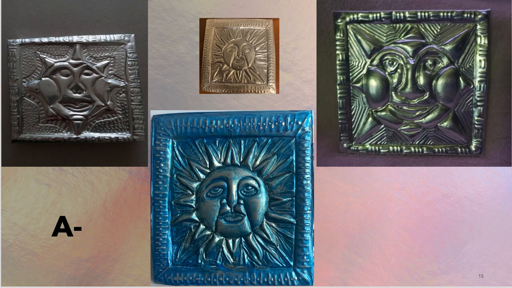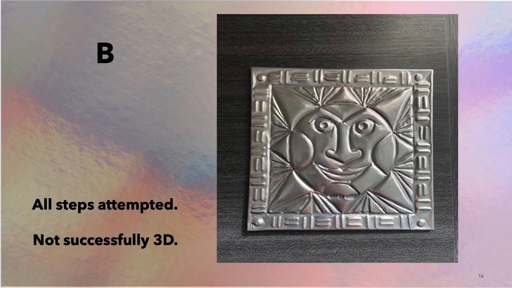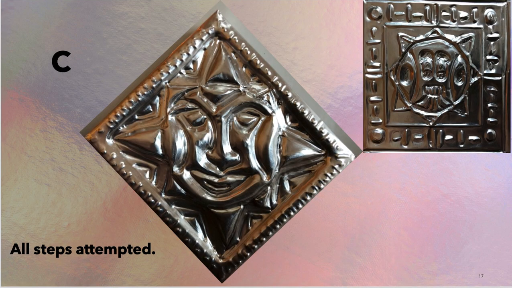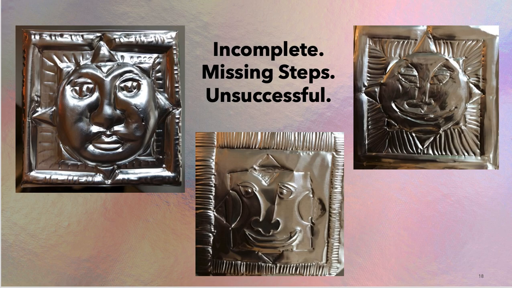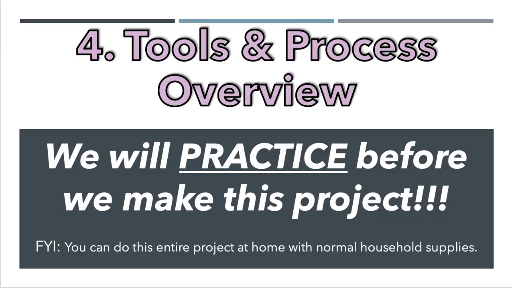These are A minuses. They followed all the rules. They're just not as outstanding as the first ones. This one could have been an A if the person had just spent more time making it 3D. And on these ones, all the steps were attempted. They're just a little crooked in some areas. And these all have steps missing.